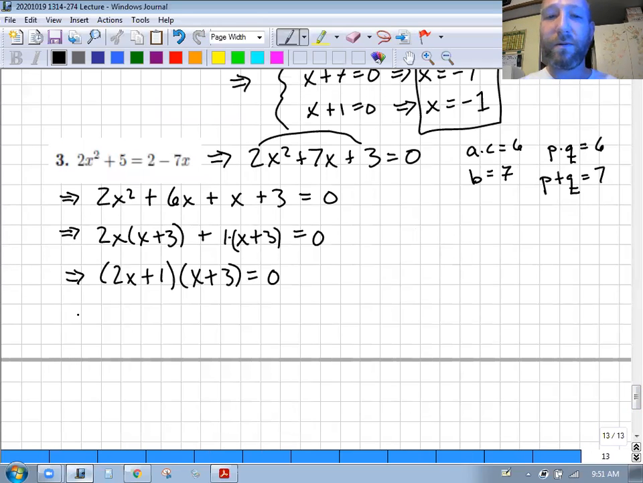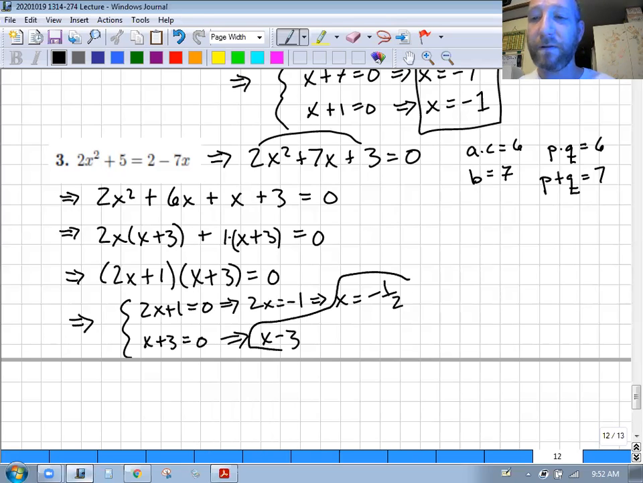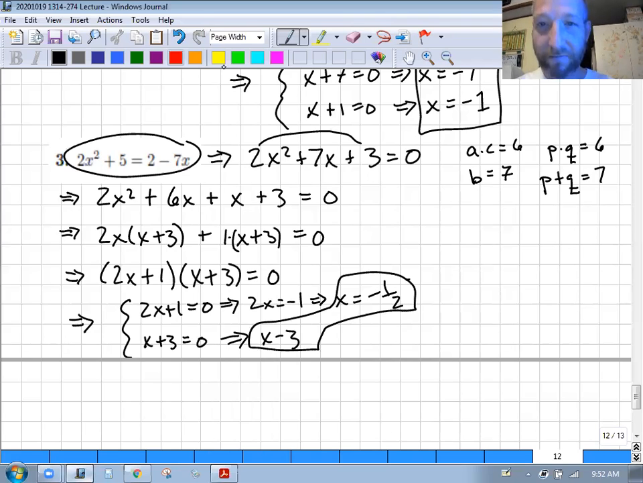All right, so either 2x plus 1 is 0 or x plus 3 is 0. So this one tells us 2x is minus 1 or x is -1/2. This one tells us x is minus 3. So those are our two solutions to this equation.